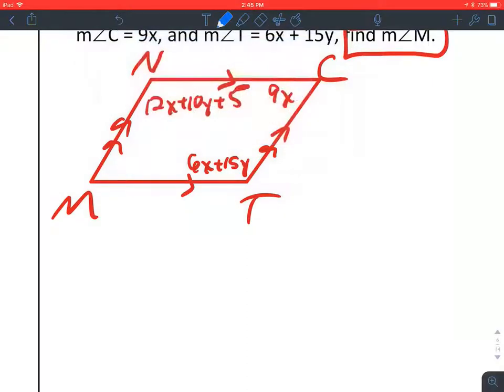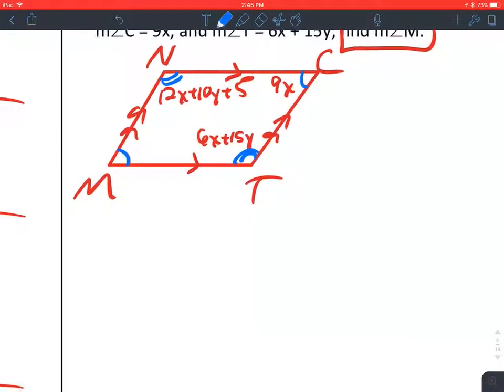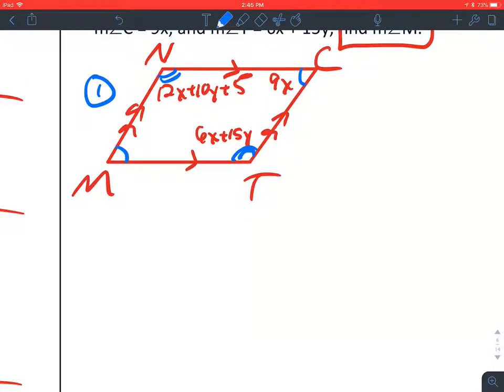Opposite angles in a parallelogram are congruent. Consecutive angles in a parallelogram are supplementary. So there's several different equations that I could write from this. Step 1 is drawing the picture. Step 2, I'm going to make an equation.